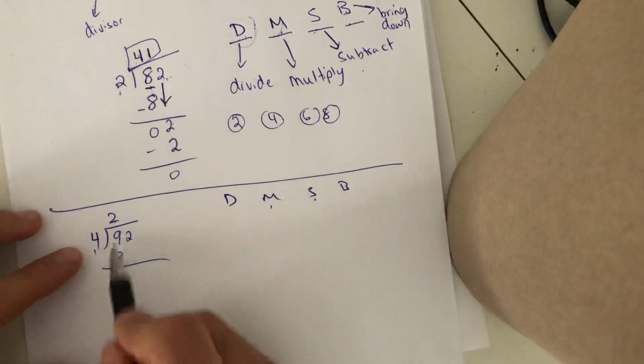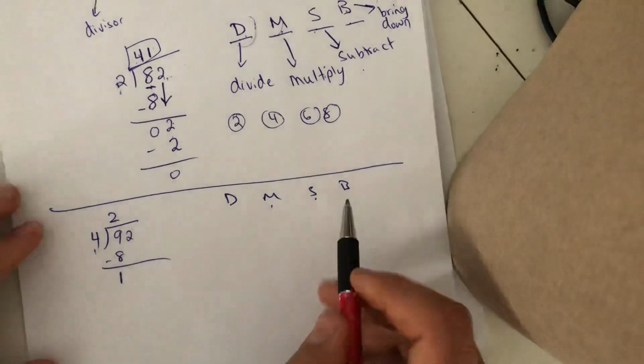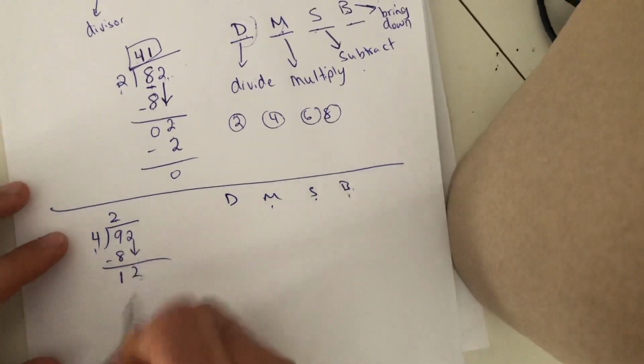Step 3, subtract. 9 minus 8. 9 minus 8 equals 1. Step number 4. This last step is bring down. So I'm bringing down the 2.